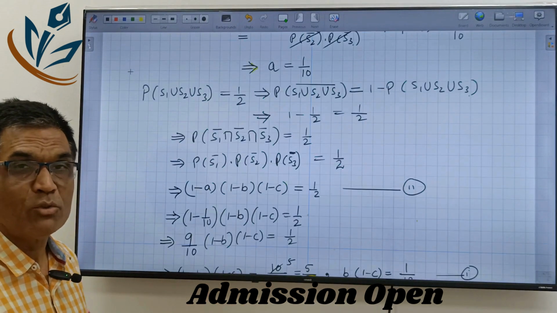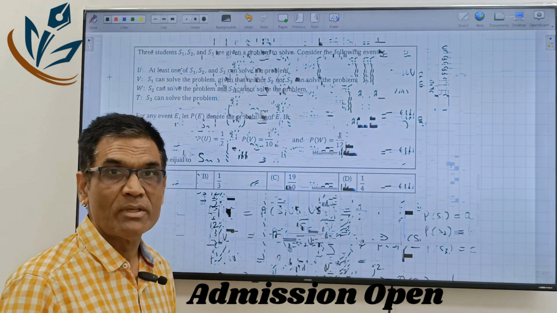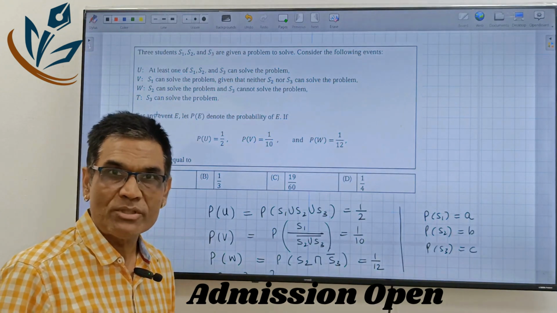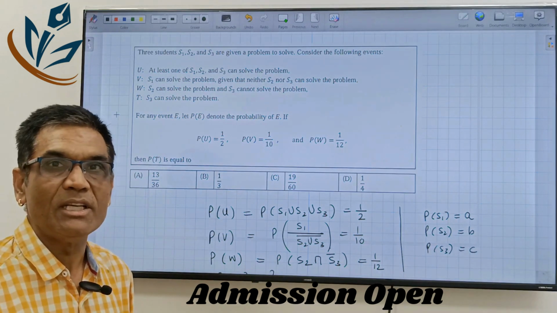I'm sure you must have understood the underlying concept of this particular problem. This problem was from the chapter probability. Here we have used the basic principle of independent events.